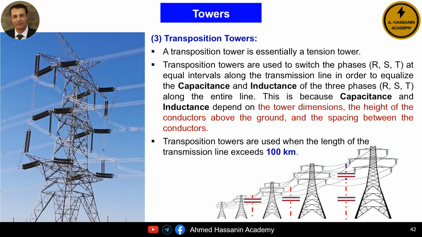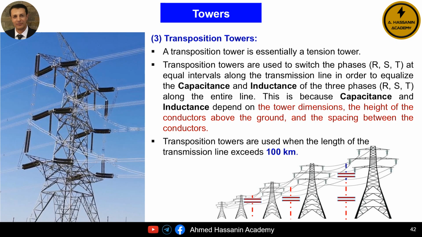Naturally, since the phases are vertically arranged above one another, the capacitance between the first phase R and the ground differs from the capacitance between the second phase S and the ground, and also differs from the capacitance between the third phase T and the ground. Therefore, we must understand that the values of both capacitance and inductance depend on the tower dimensions and the height of the conductors or phases above the ground. Hence, the function of transposition towers is to interchange the phases along the transmission line in order to equalize the inductance and capacitance of the three phases R, S, and T throughout the length of the transmission line.